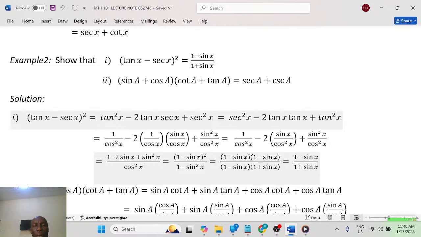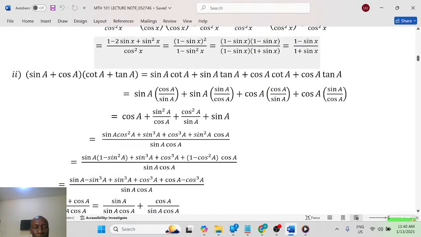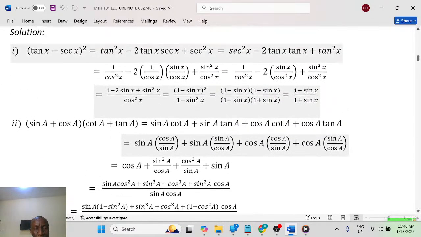Tan x minus sec x square is equal to 1 minus sine x plus 1 plus sine x. The second one, (sine a plus cos a) multiplied by (cot a plus tan a) is equal to sec a plus cosec a. So these are trig identities that we just need to prove. We can be asked to prove any of them, and I believe if you study it very well yourself, you will understand it. So without wasting time, I'll come down to the second one.